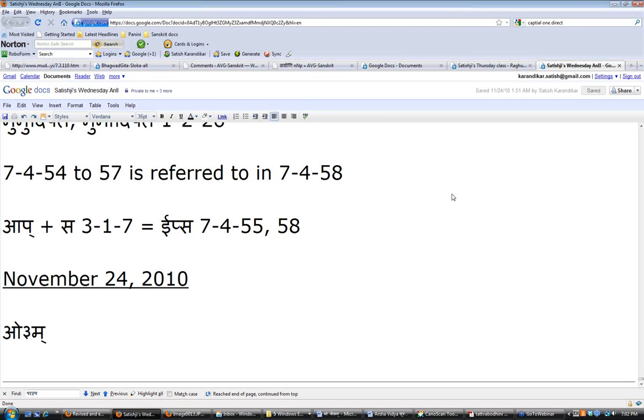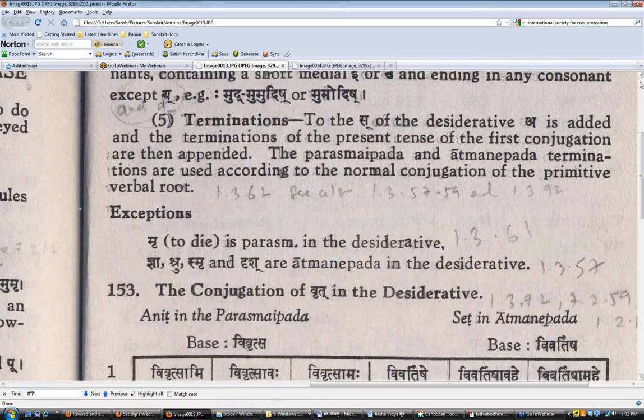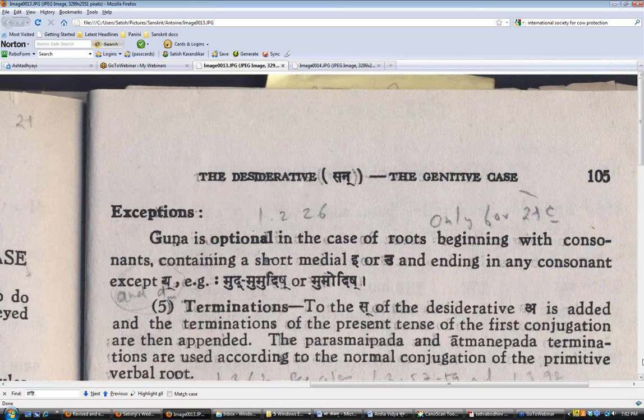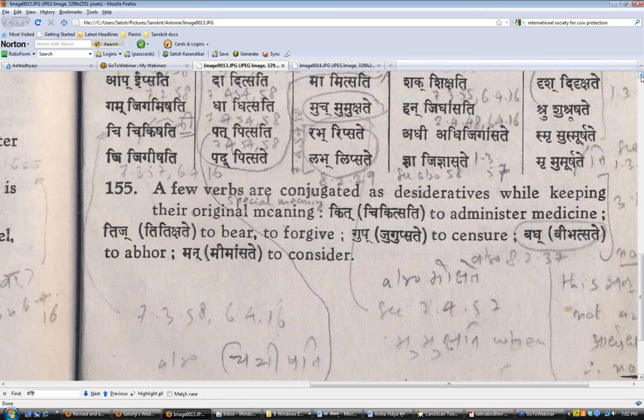Okay, let us continue where we left off last time. I think the last time we did the dhatu ap. We are on this table, point number 154, page 105. And we just did the dhatu ap last time.